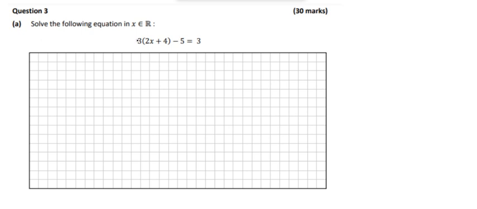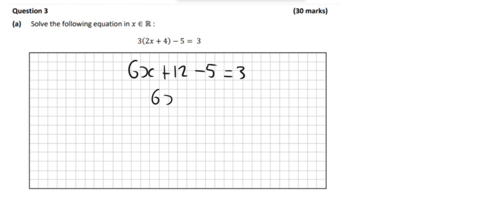Hey folks, this is question 3. So first part, you have 3 outside the brackets there, so you multiply it in, so you get 6x plus 12, 3 times 4 is 12. The minus 5 is just there, so you leave it there, equals 3.